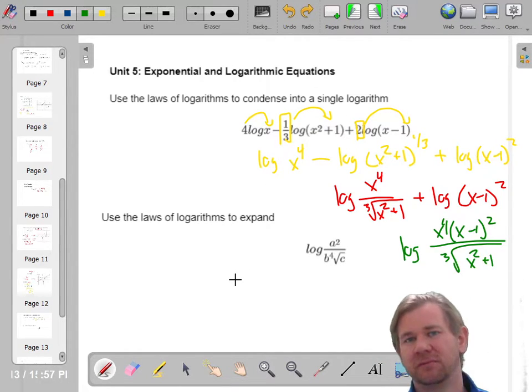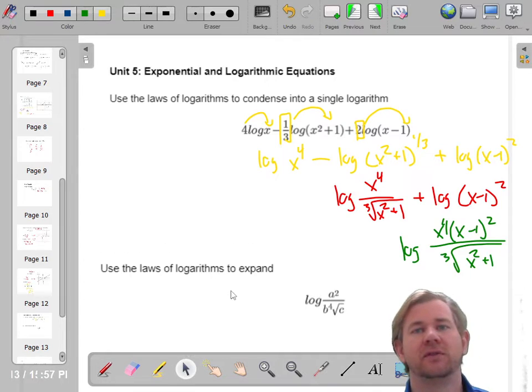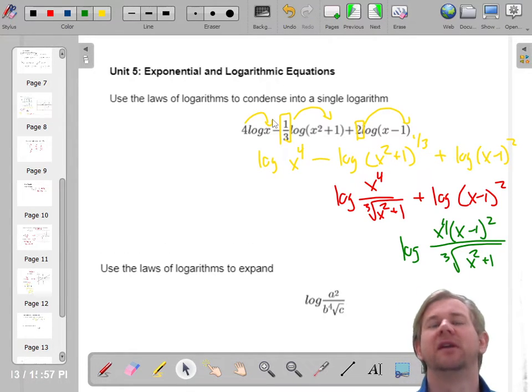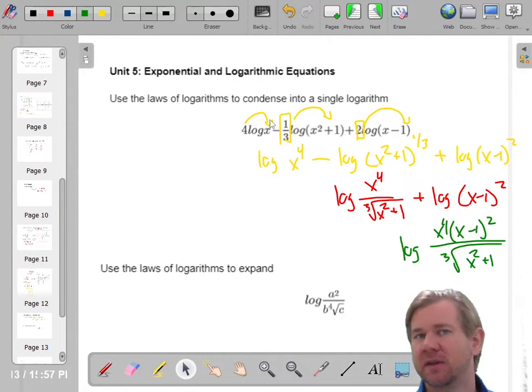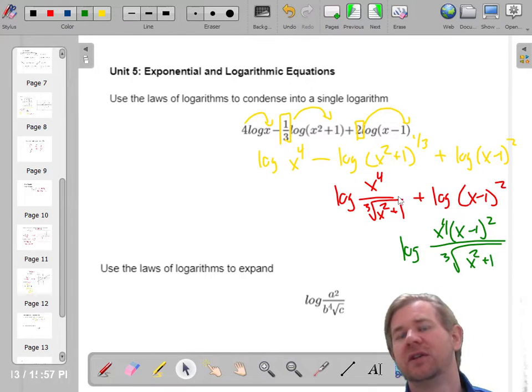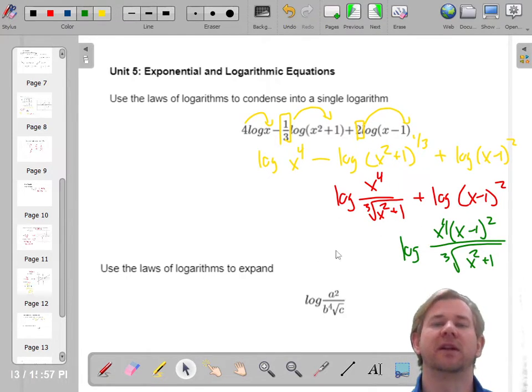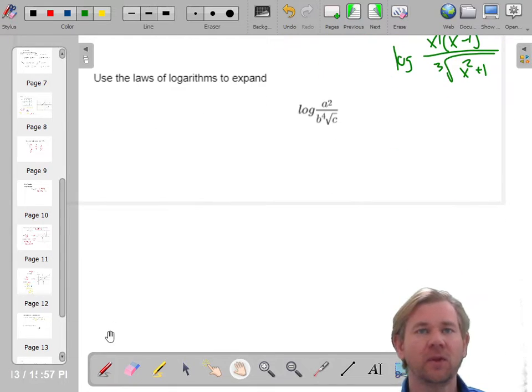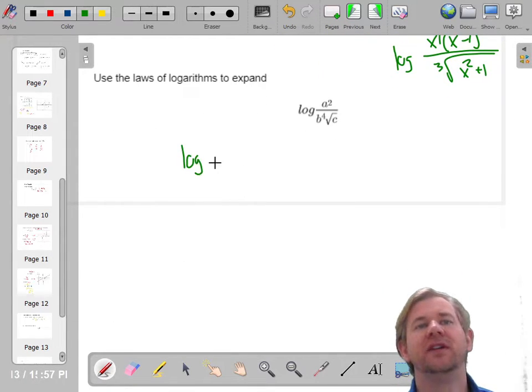So kind of messy, but let's just follow those laws, those rules. Exponents become, or coefficients become exponents. Subtraction condenses into division. And addition condenses into multiplication. Going backwards, division will expand into subtraction.